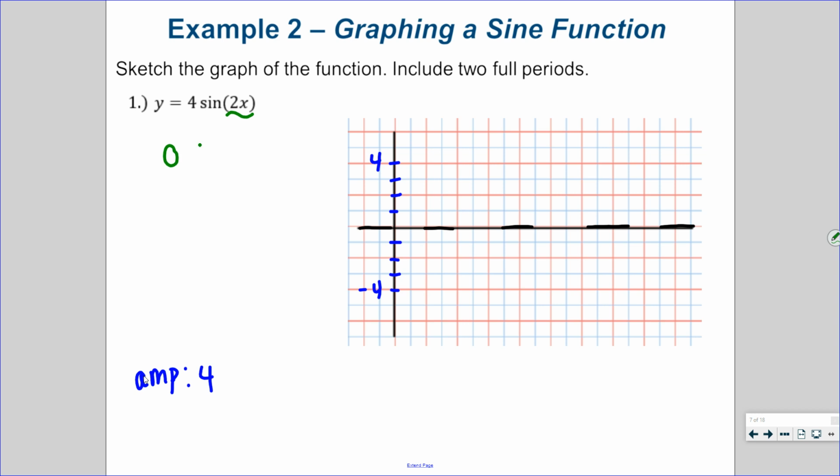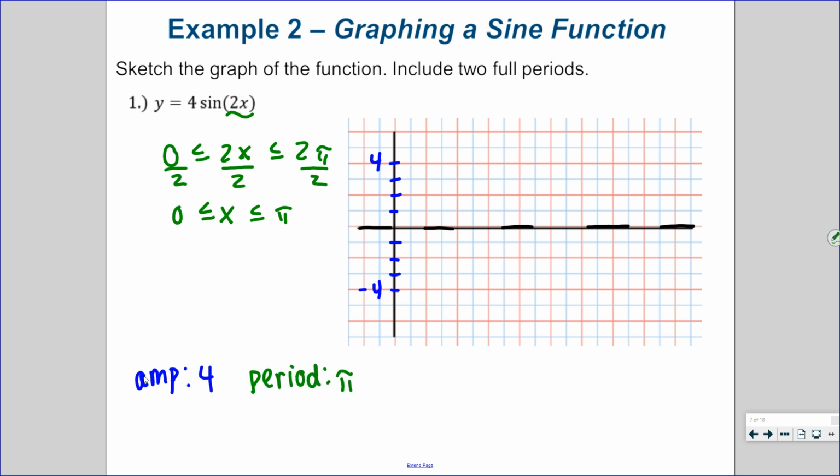Okay. Period. Set up your inequality. You're starting off with a pretty easy one. It's just pi. Now the reason why this is helpful is this tells you where you want to start your curve and where you want to end your curve.